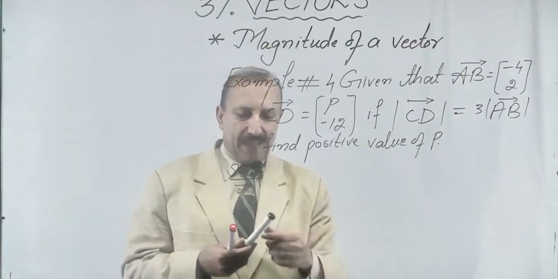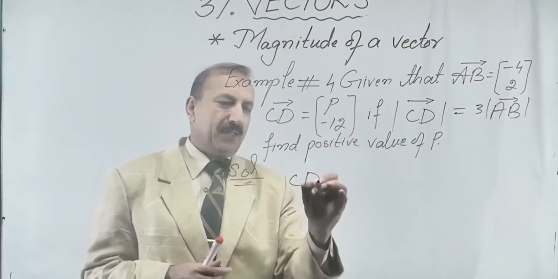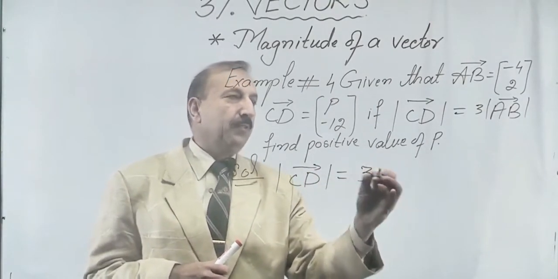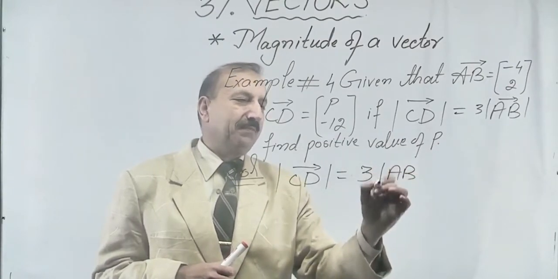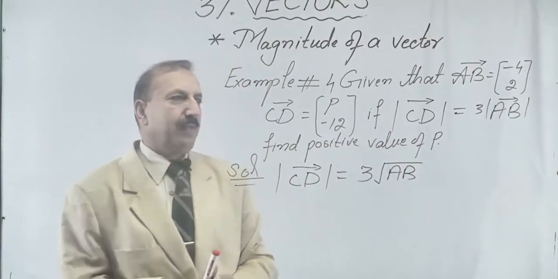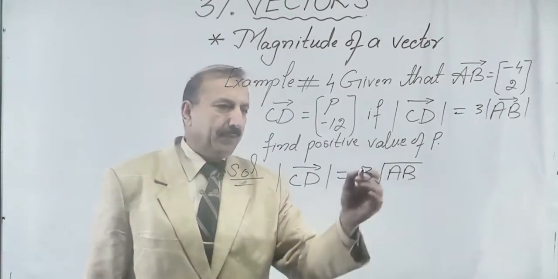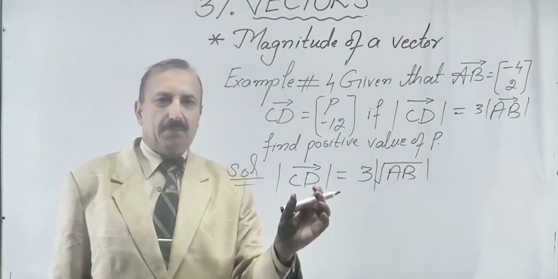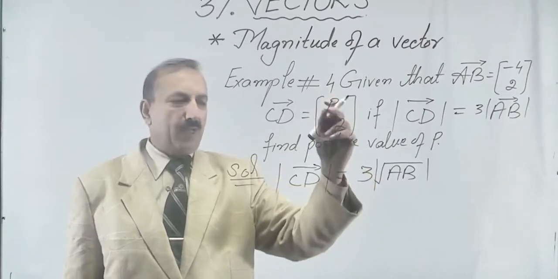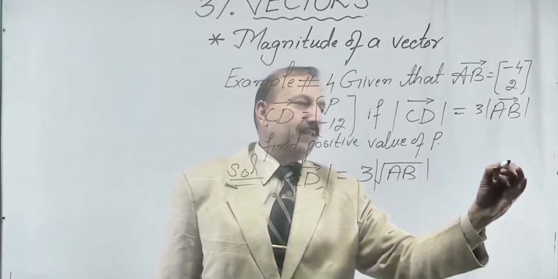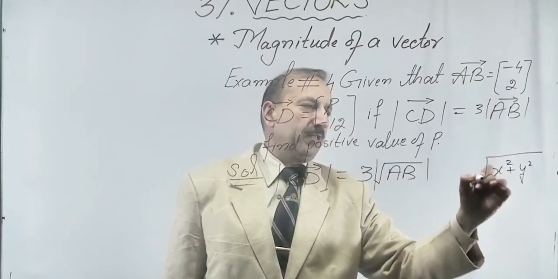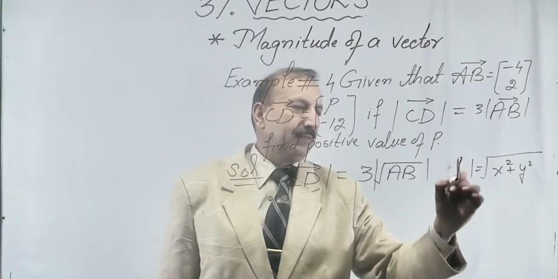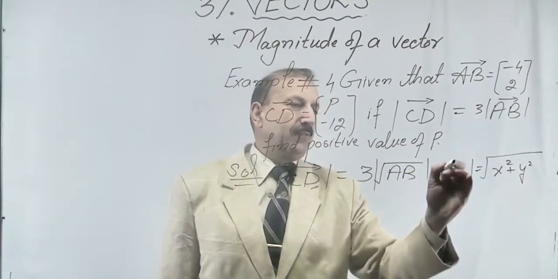We will write this statement as it is. This is the CD vector. Its magnitude is what we are going to deal with, and this is equal to 3 times the magnitude of vector AB here, and this magnitude is here. Okay, CD, here is the CD vector. We will apply the formula, that is, square root of x square plus y square, which we already know is the magnitude of any vector, and we'll carry on with this statement.